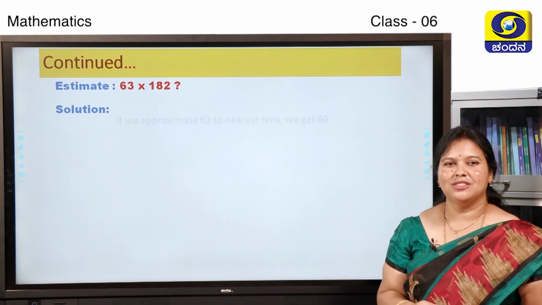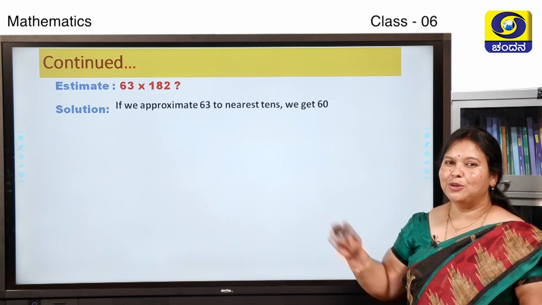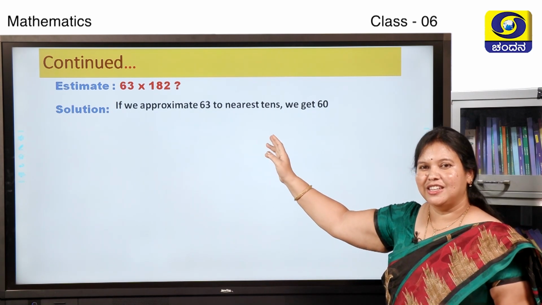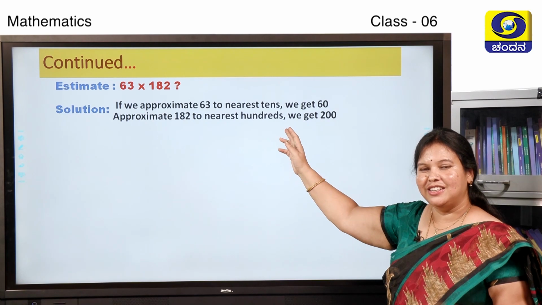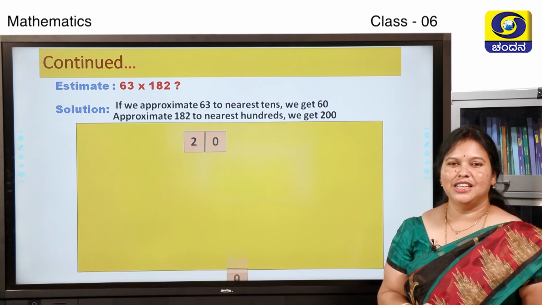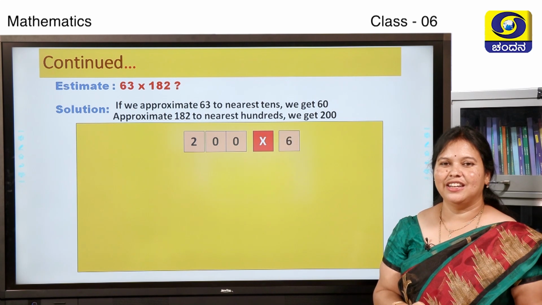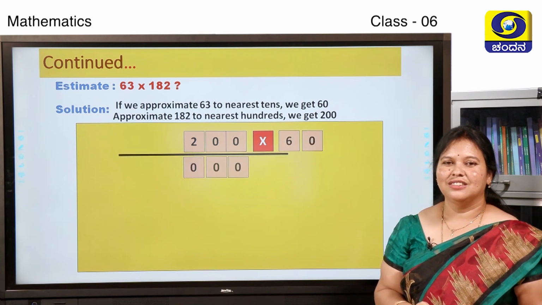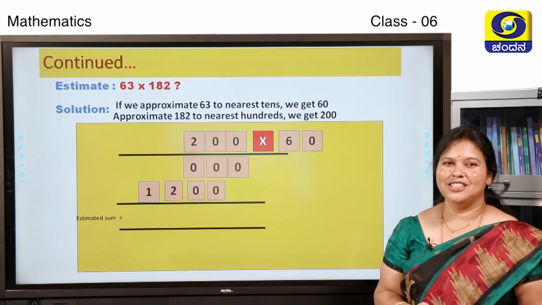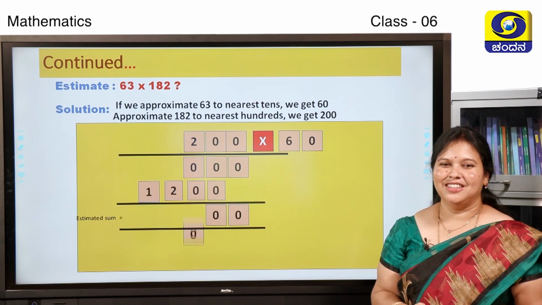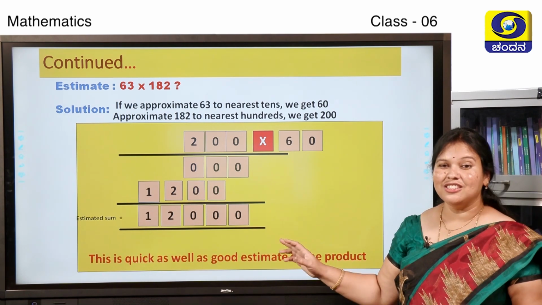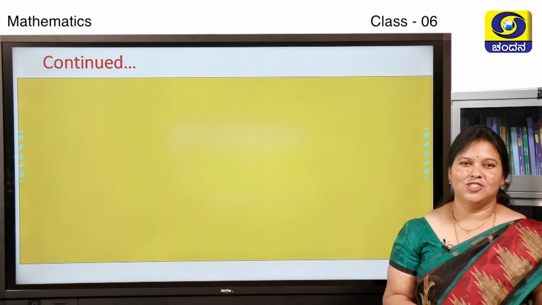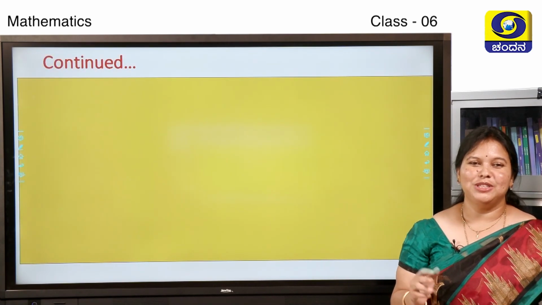For the same numbers, we have to estimate. If we approximate 63 to the nearest tens, we get 60. If we approximate 182 to the nearest hundreds, we get 200. In the same way, by multiplying 200 and 60, we get, are you multiplying? Yes. What is the estimated product? Yes, it is 12,000. This is a quick as well as good estimate of the product. Yes, children, we have learnt how to estimate sum or difference and estimate products.